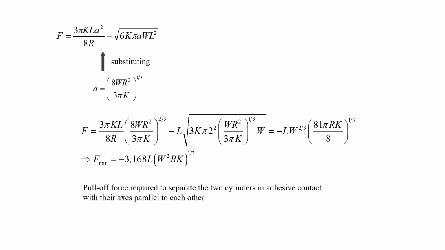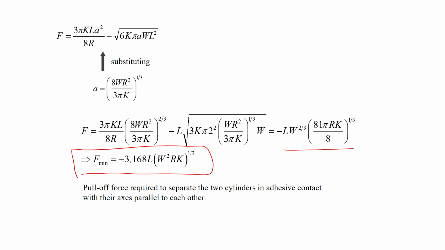So, one can get here like this F min. I did all that, and finally, one will get here something like this L w square and so on. Now, it is coming out to be 81 pi by 8, and this particular term, once you take it out you get something like this. So, basically this is F min, it comes out to be minus 3.168 L into w square r capital K whole to the power 1 by 3.